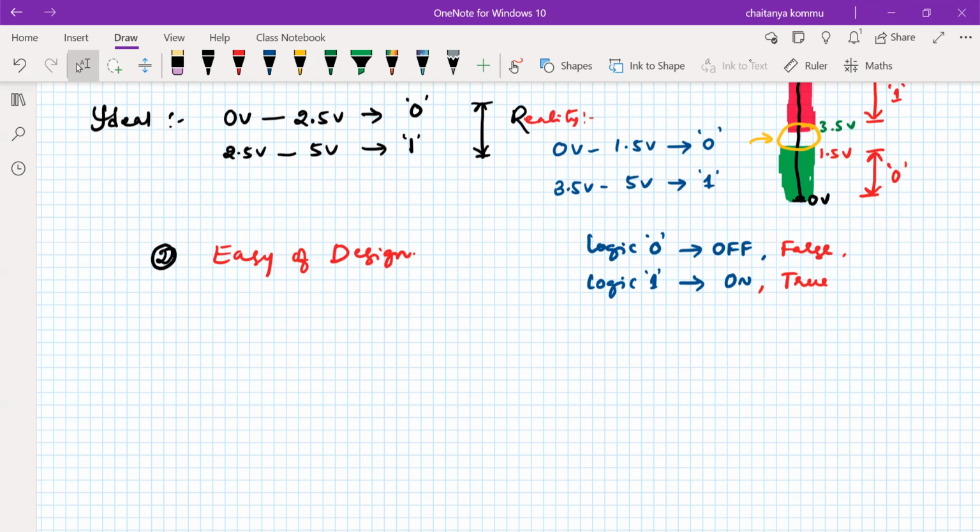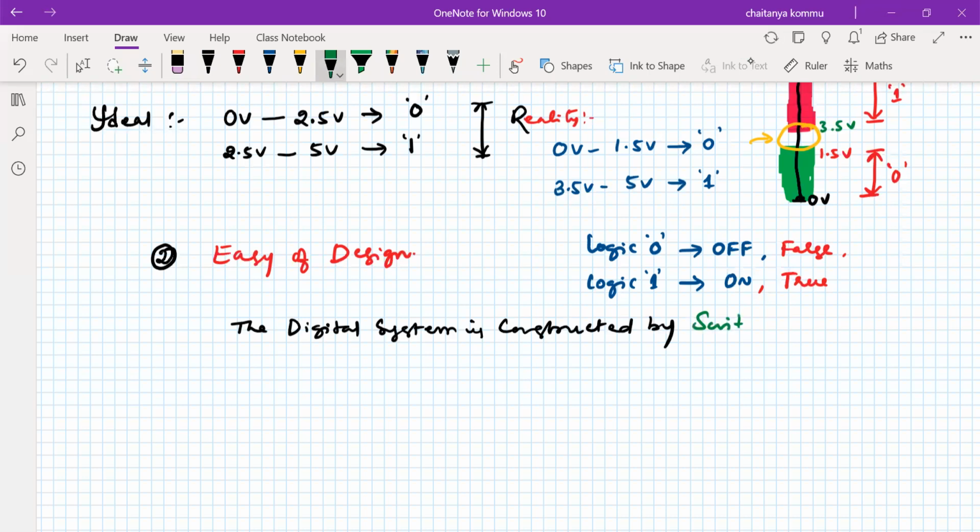Whenever we have a device having only two possible states of operation, it's easy to design. So I can write here that the digital system is constructed by switching elements or switching devices. What is the responsibility of the switching devices? It is only on or off, that's all.